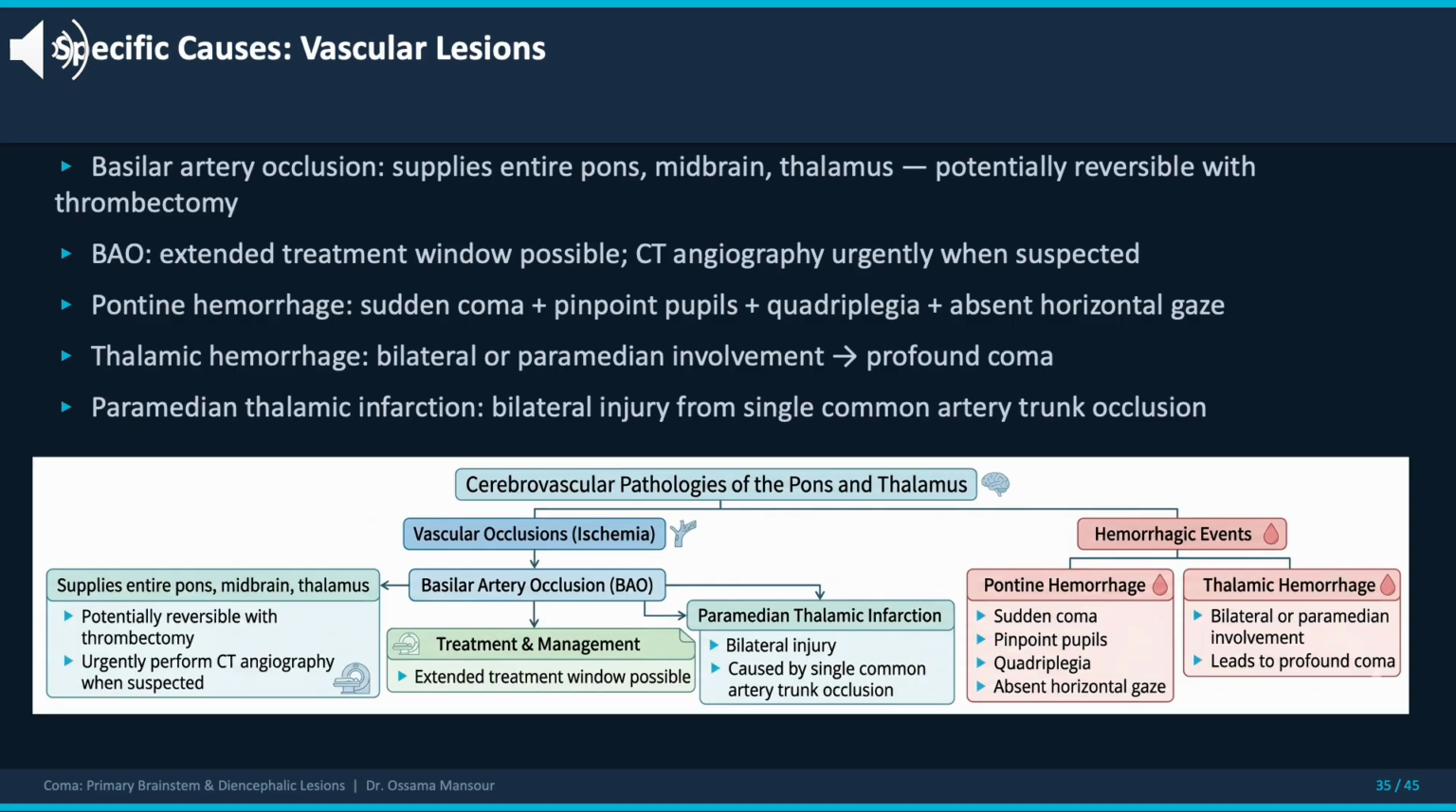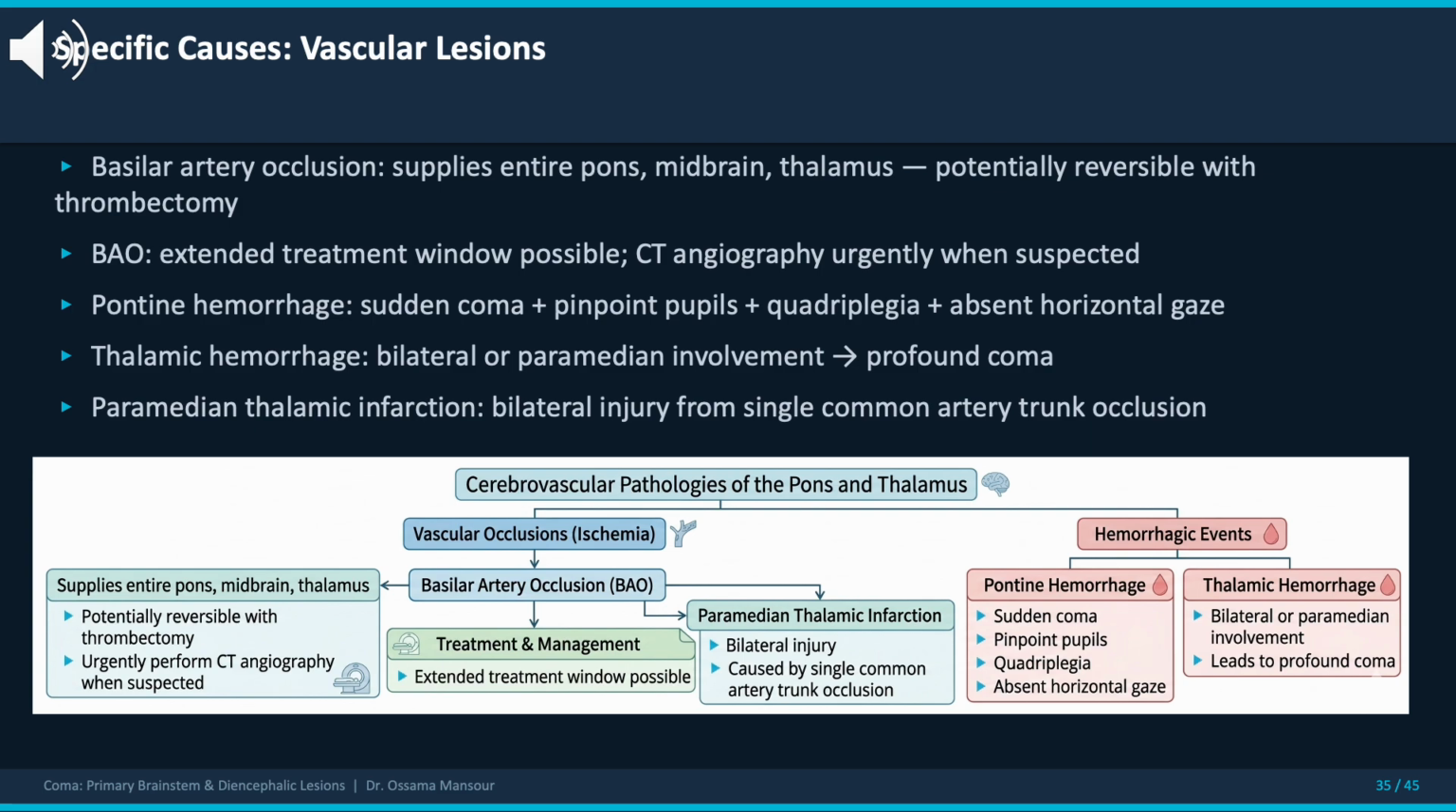The time window for intervention with intravenous thrombolysis or mechanical thrombectomy may be extended compared to anterior circulation strokes, and successful recanalization can result in dramatic neurologic recovery even after prolonged occlusion. CT angiography should be obtained urgently whenever basilar artery occlusion is suspected.